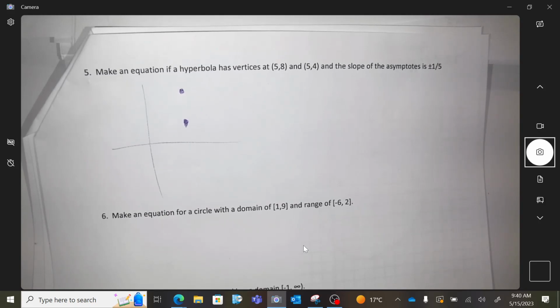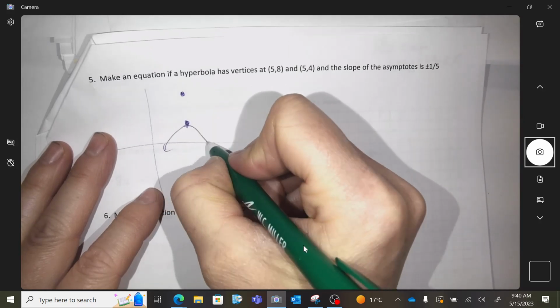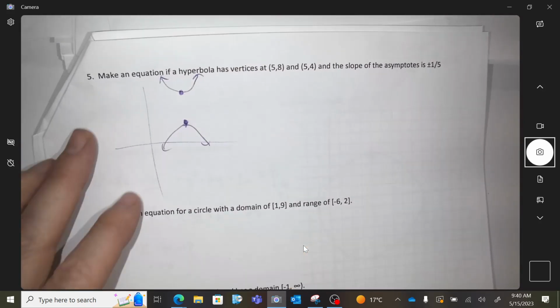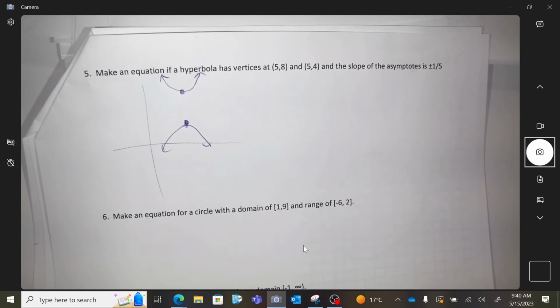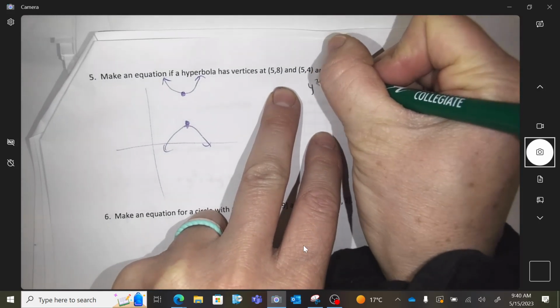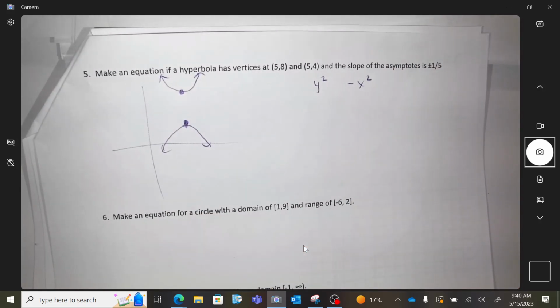So (5, 8) and (5, 4) would both be in quadrant 1. So there, that's kind of my visual. You don't have to draw. I'm just a visual person, so it helps me. Okay, so what do you know about which one is positive? The y squared part is going to be positive.